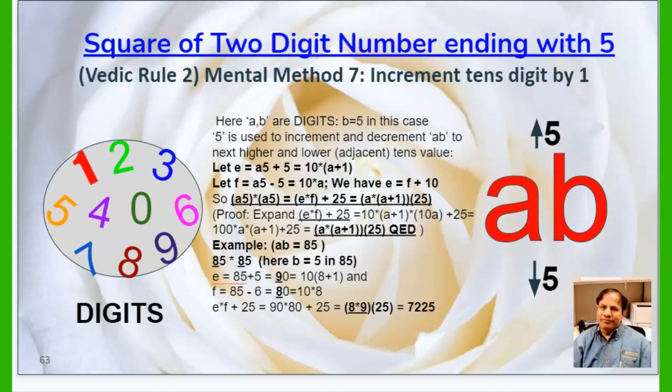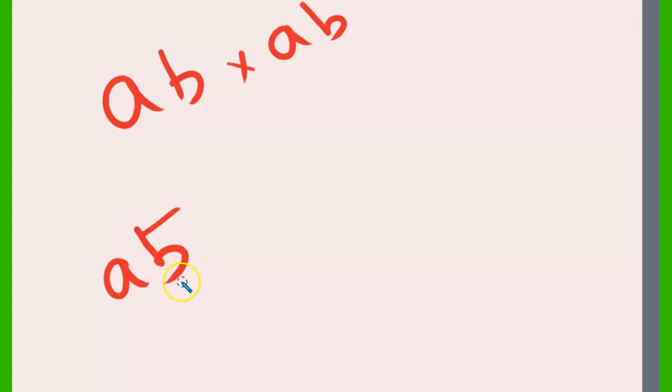We can talk about squaring a 2-digit number ending with 5, and we can use the Vedic rule 2, where it says one more than the previous. Which means that we can, let's take an example. If I have AB, let's write it out, then we want to multiply AB with AB. This number is ending with 5, and so we add 5 and subtract 5.